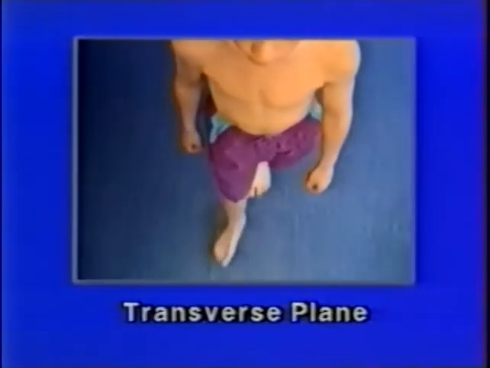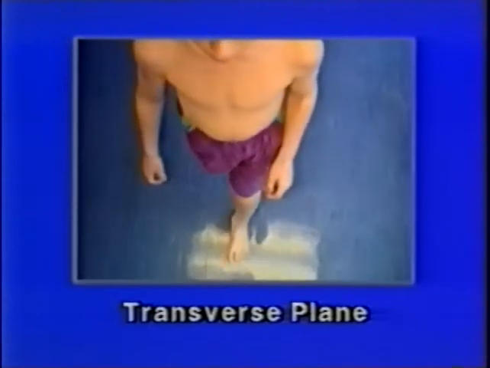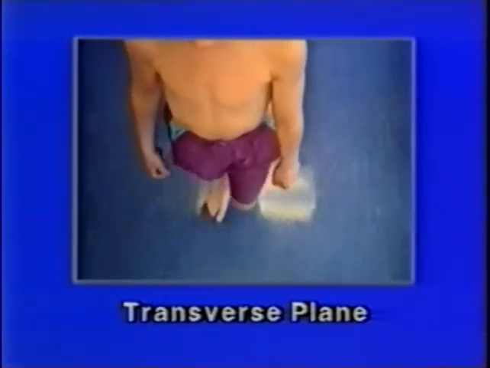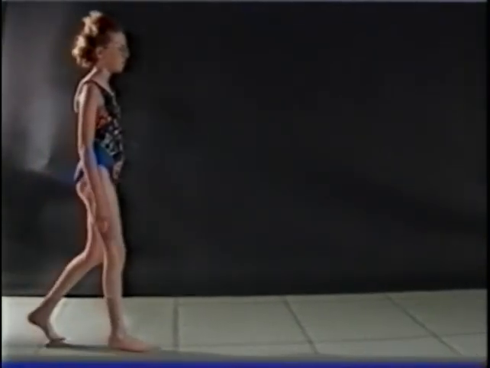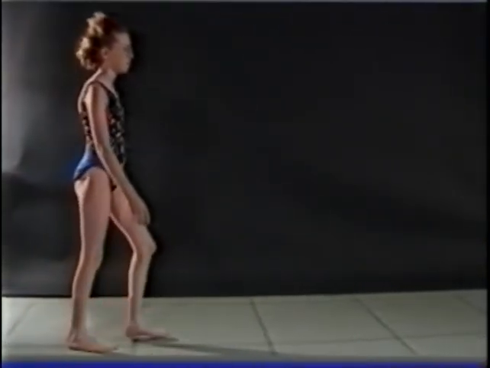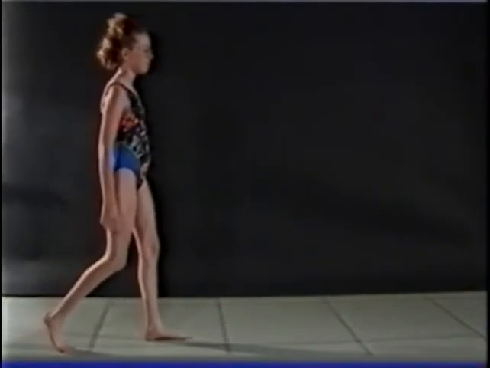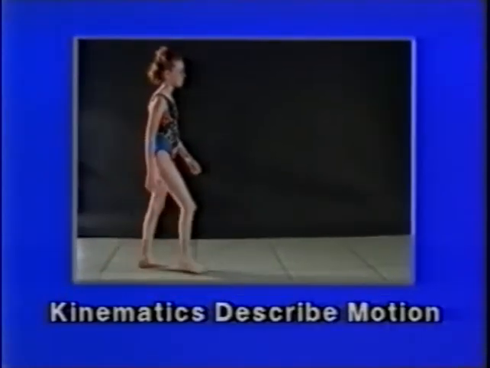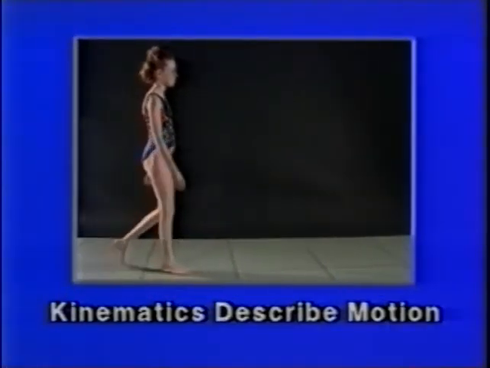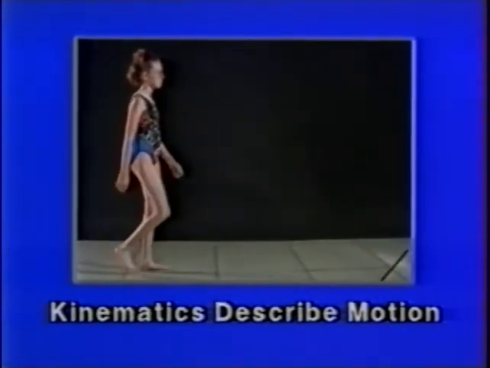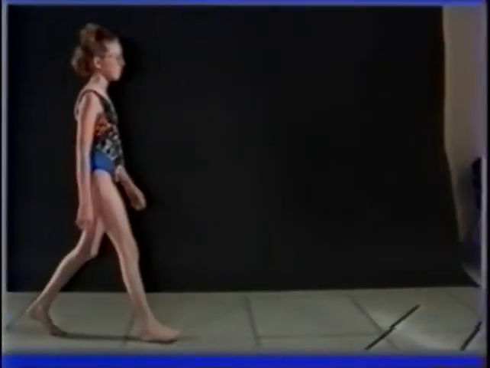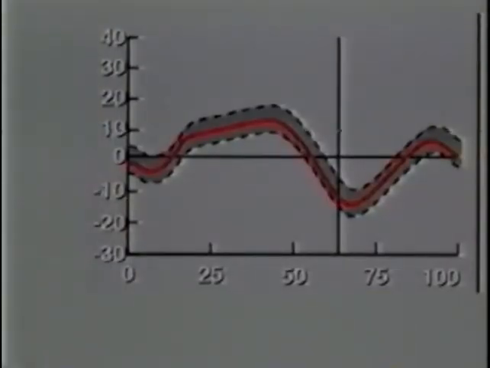Transverse plane is the view from above or below, showing rotational position of the limbs. In describing ambulation, we use the terms kinematics and kinetics. Kinematics are the parameters used in the description of locomotion, including joint angles, displacements, velocities, and accelerations. They are plotted on a graph as a function of time.